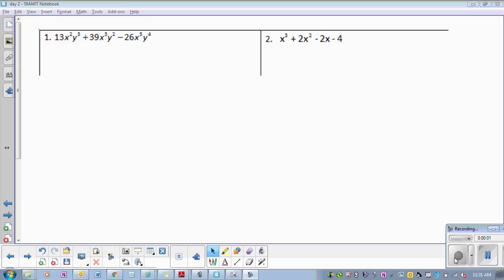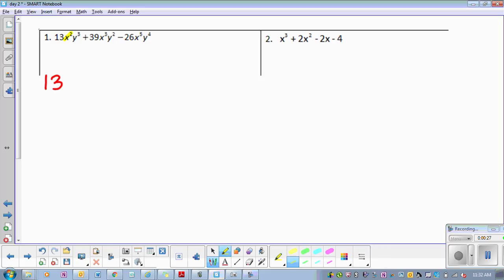1 and 2, all right? Number 1, well, the first step in factoring is GCF, so greatest common factor, right? All right, so looking at just the numbers first, we have 13, 39, and 26. What is the GCF for the numbers? 13. Okay. Now look at each of your variables.